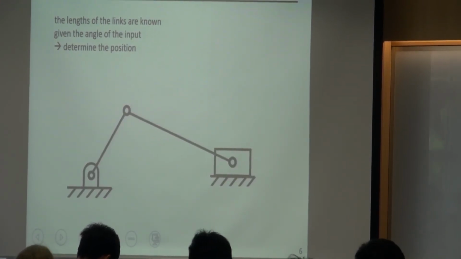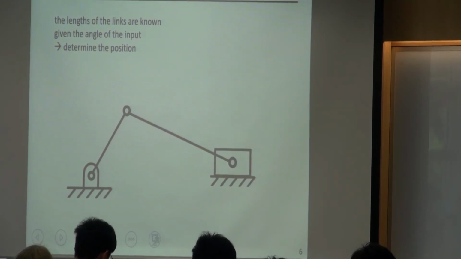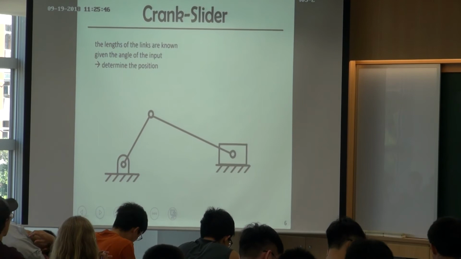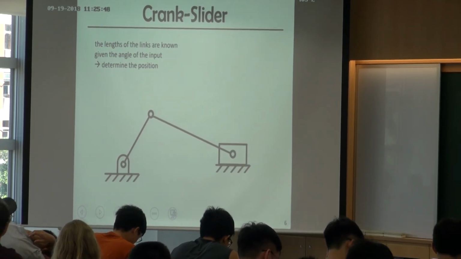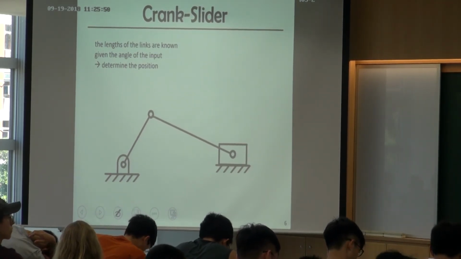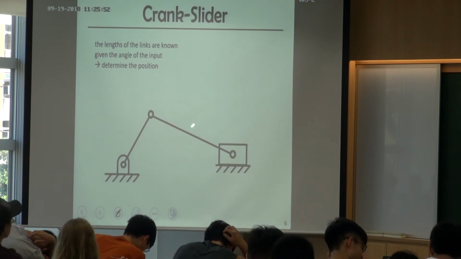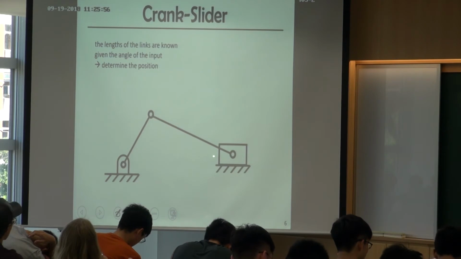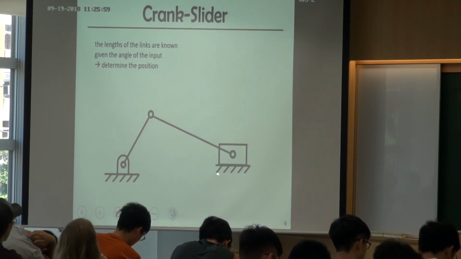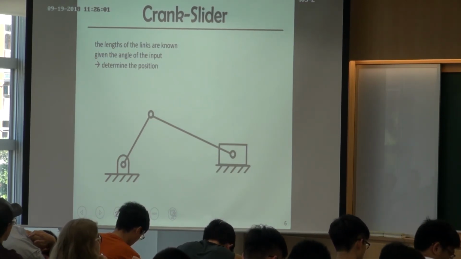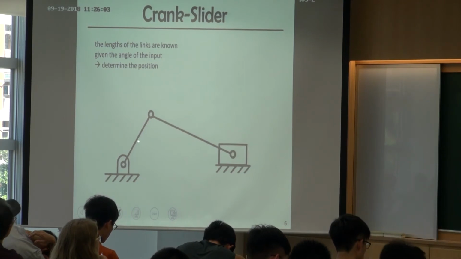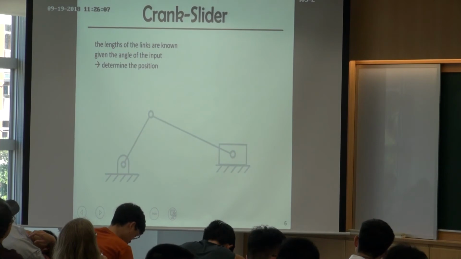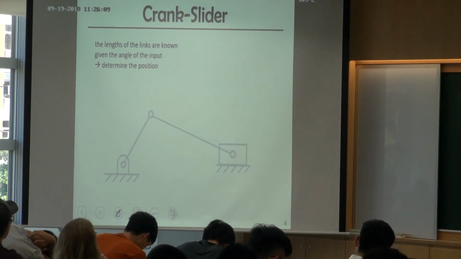Another case, a crank slider. We also want to do a position analysis of a crank slider. So the same, we assume all the lengths of the links are known. So the length of this bar, and the offset of this slider is known. And we also change the angle a little bit to see if we can determine the position of this mechanism.